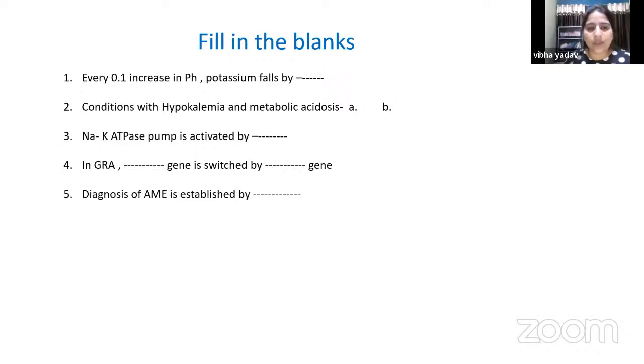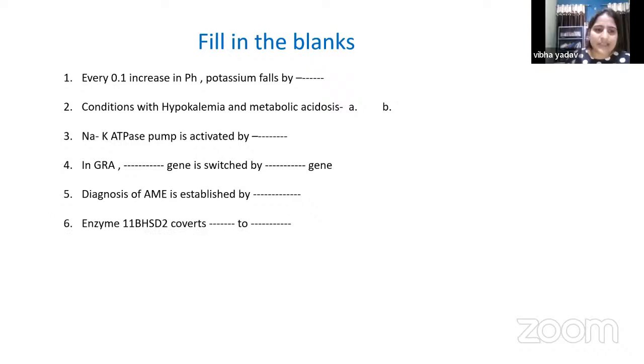Diagnosis of AME. So what is AME? Apparent mineralocorticoid excess is established by? So you want, of course, genetic testing will be the answer, which is obvious. What else do you want? Any clinical response to a drug? So Dr. Dhwani said response to aldactone. Absolutely correct. So if you respond to aldactone, you will get the diagnosis.